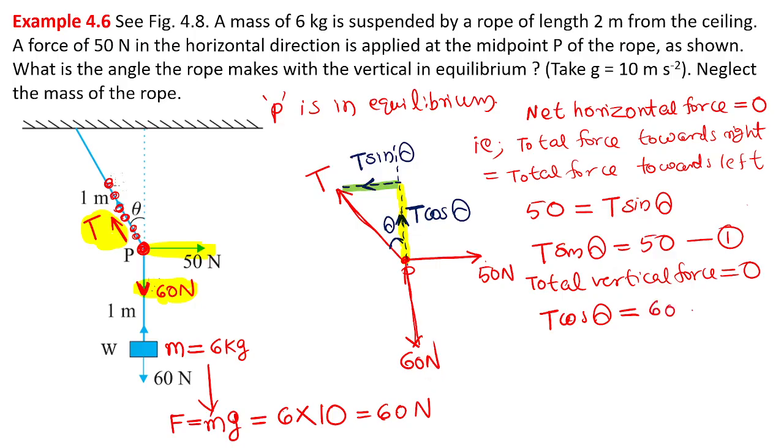So remember, this is the way we solve the problem: equilibrium horizontally as well as vertically. So I got two equations. What are the two equations? If you refer to the textbook, the same steps are there, but the explanation is not there in the textbook. T sin theta equal to 50, equation number 1. T cos theta equal to 60, the second equation.